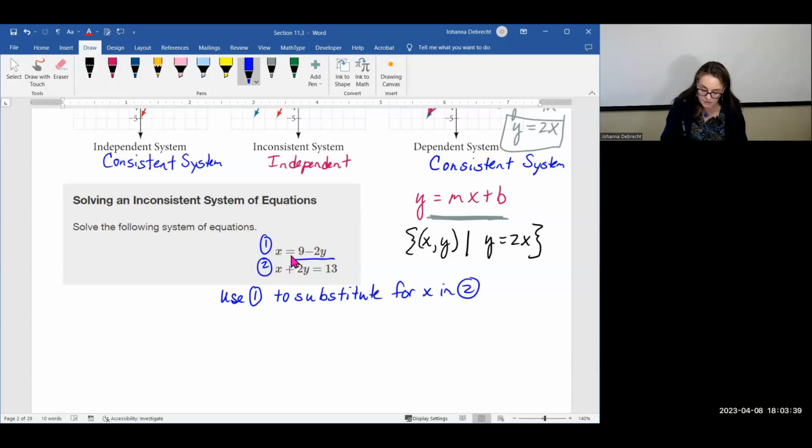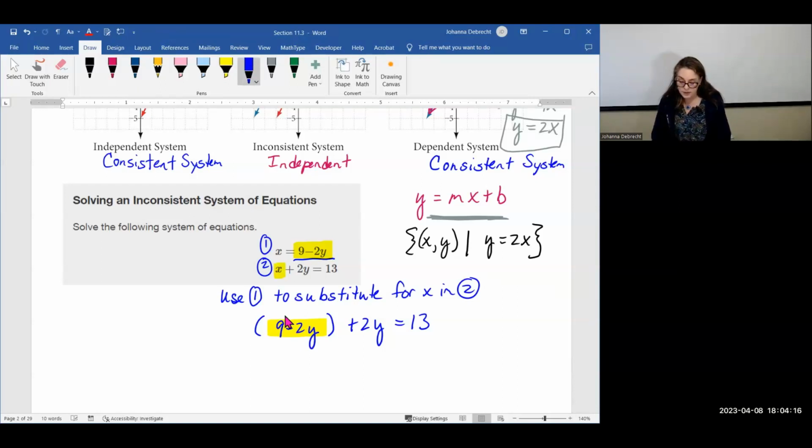It's already solved for me. So I was looking for one with a 1 or negative 1 coefficient to do the substitution method. I could have used either of these, but equation 1 already has x isolated, so that's easier. So now I'm going to write equation 2, which is x plus 2y equals 13. So I'm going to be replacing my x here with my 9 minus 2y. So that's what's going to go here in the middle.